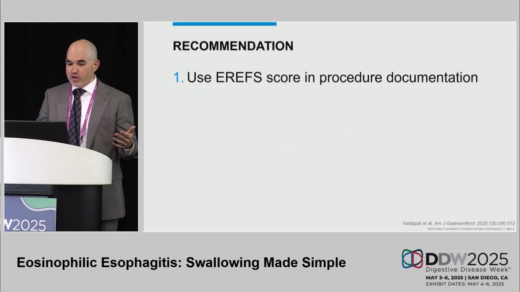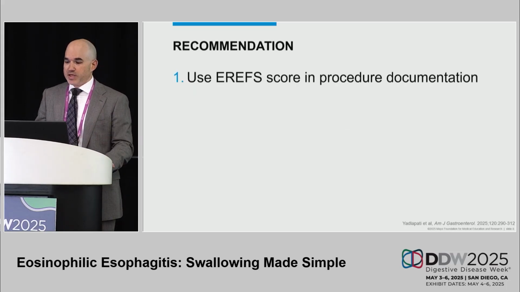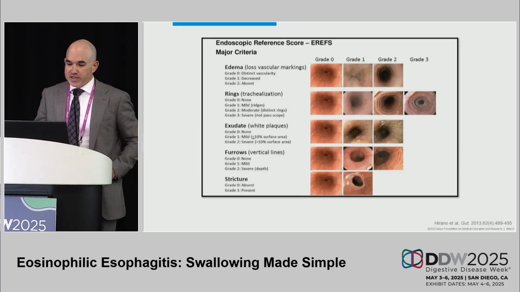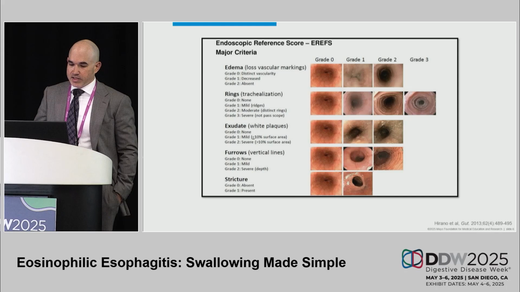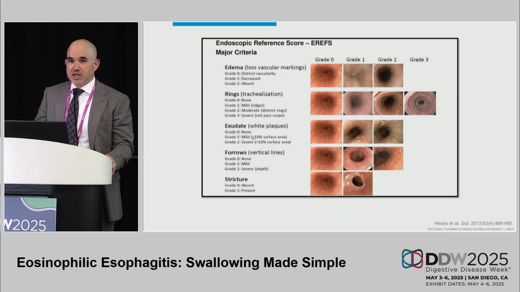So first of all, we want to use the EREF score in our procedure documentation. So what is the EREF score? This is an endoscopic reference score developed by Dr. Iko Hirano and colleagues years ago, and it basically provides a framework for what are the features we should be describing in endoscopy and how should we be describing them. This is available in many of the procedure documentation software platforms, just inbuilt, but you can also obviously describe it yourself. And it provides a standardized way of assessing EOE severity and the features of EOE during endoscopy.